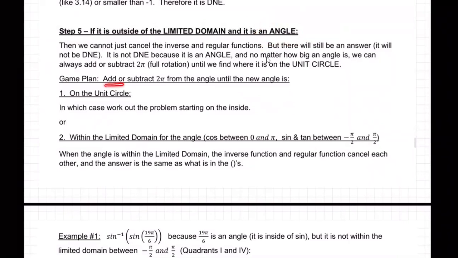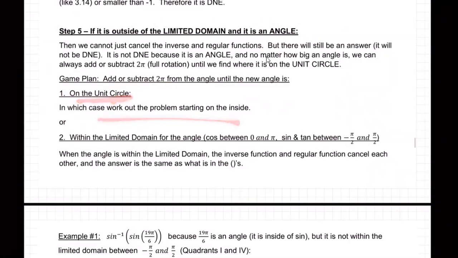You add or subtract 2 pi until one of two things happens. Either it's suddenly on the unit circle when it wasn't originally, or it's suddenly back within the limited domain when it wasn't originally. And if it suddenly appears on the unit circle when it wasn't originally, you can work out the problem starting on the inside. That won't happen this time. I'll show you that in another example.